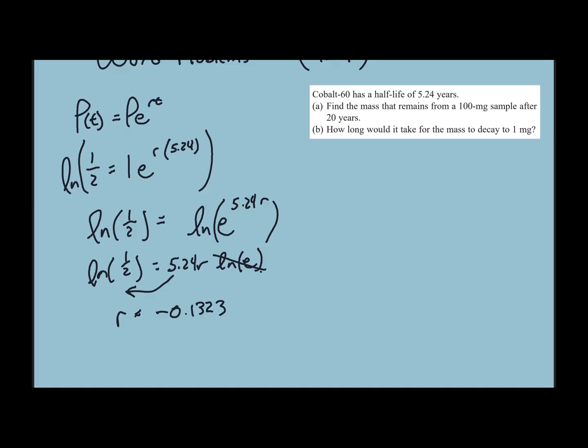And I'm going to save that for later. And now we can bother to look at what they're going to ask us. Find the mass that remains, so that is find P of t from a 100 milligram sample after 20 years. So here's our t. And that's going to equal our starting population of 100, or in this case, starting mass of 100, but it's all the same to the equation. e to the r, which we've already found because we're awesome together, and that would be 20 years.